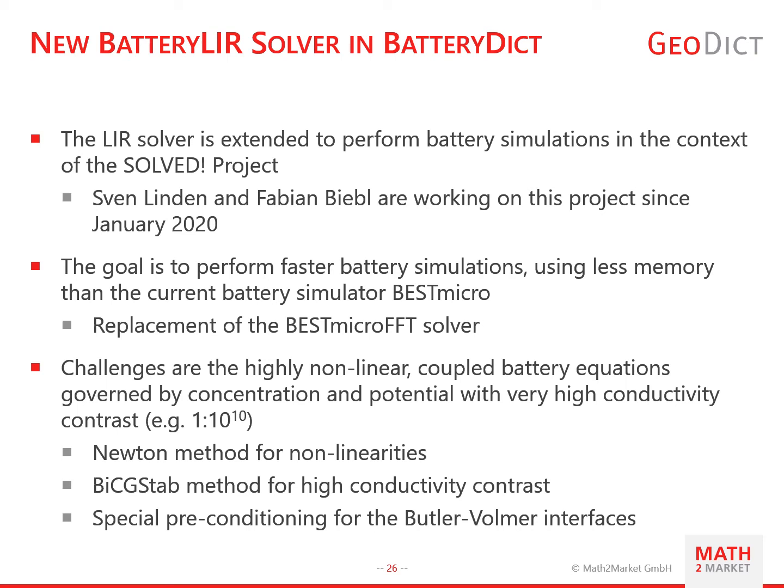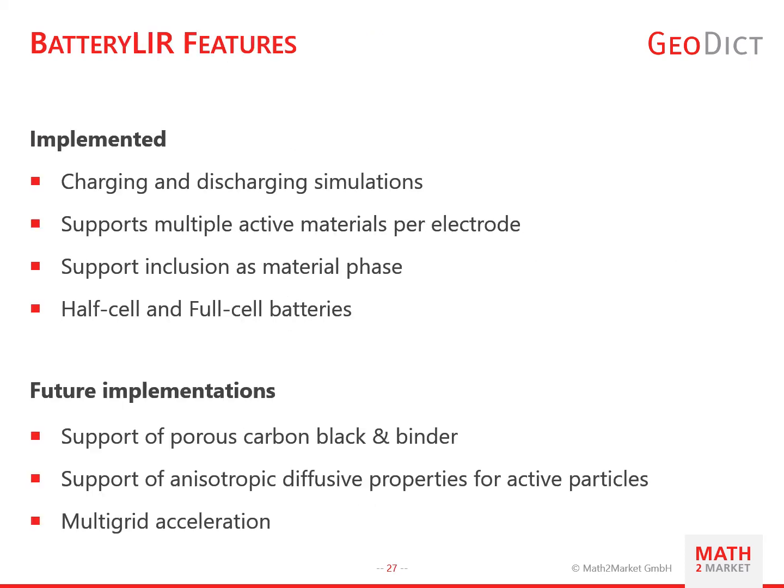The equations that govern the transport of lithium and electrical charge are highly nonlinear, and the Butler-Volmer interface leads to extremely high conductivity contrast. Here, different methods are used to overcome these challenges. For example, the Newton method to deal with nonlinear behavior, or the BiCGStab solver method for the high conductivity contrast. The BatteryLeaR solver already supports many different features. You can do charging or discharging simulations. It also supports multiple active materials per electrode. You can also model inclusions as a material phase, where we have no lithium and no electrical flux.